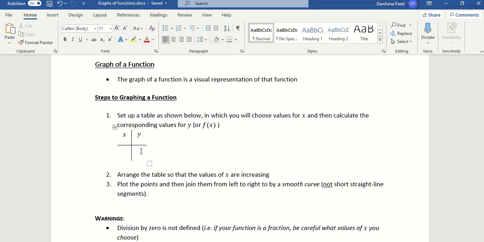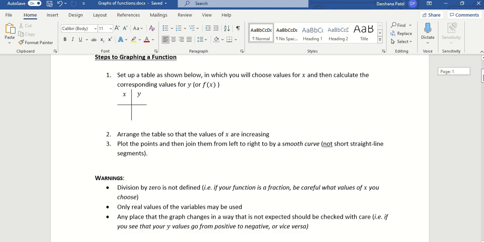Then we plot the points and join them from left to right by a smooth curve. We do not use straight lines between the segments.